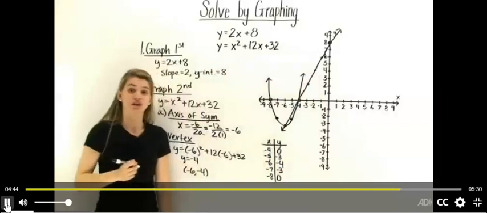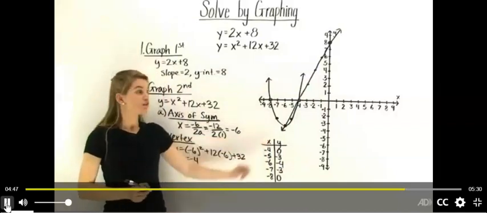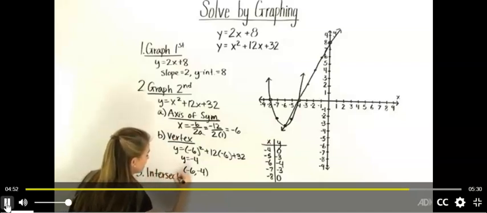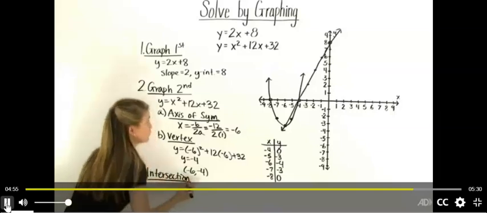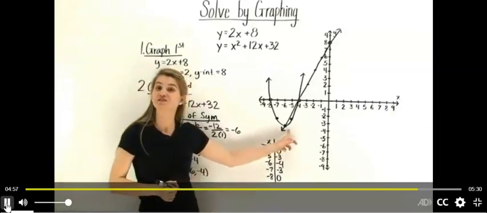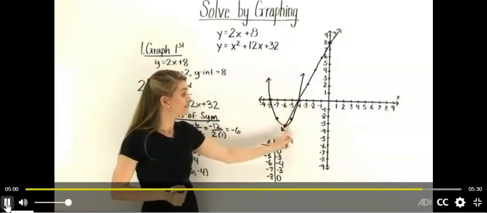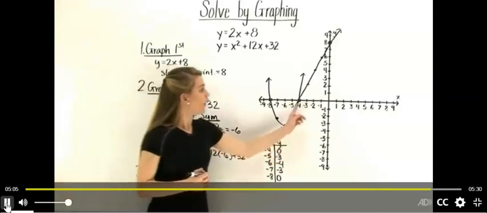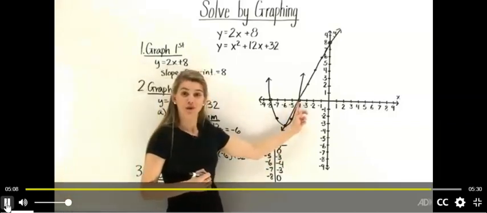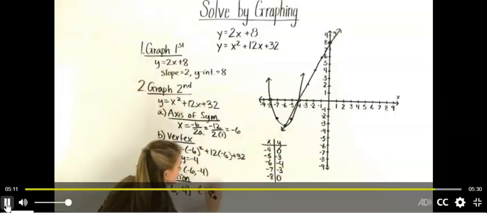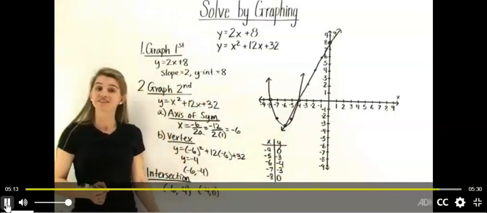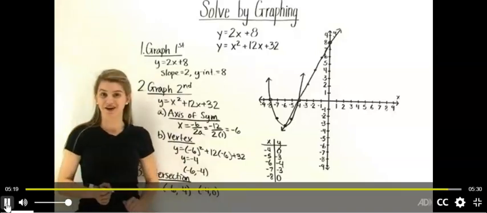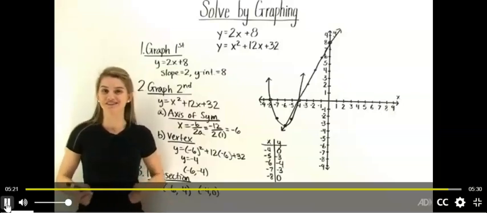Now, we said a solution would be a point where the two graphs intersect. So we're looking for their intersection. If we take a look, we can see that these two graphs intersect right here at the vertex of this quadratic equation, or the point negative 6, comma negative 4. So that's one of our solutions. They also intersect right here at negative 4, 0, so that's another solution. Notice this system has two solutions, negative 6, negative 4, and negative 4, 0. So now we found the two solutions to this system of equations.